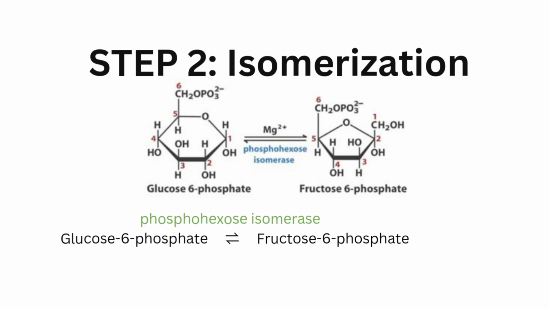Glucose 6-phosphate is an aldose sugar, whereas fructose 6-phosphate is a ketose sugar. This conversion is important because fructose 6-phosphate can be easily phosphorylated in the next step of glycolysis. This reaction is reversible and it does not involve any ATP. So there is no red marking here.